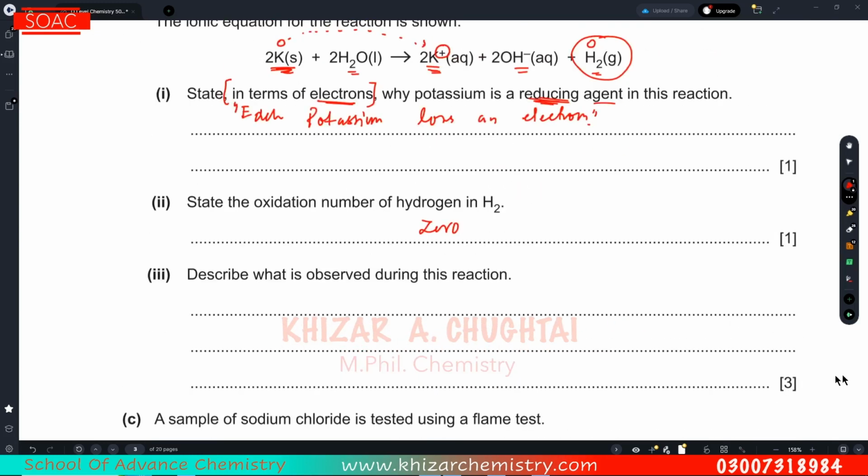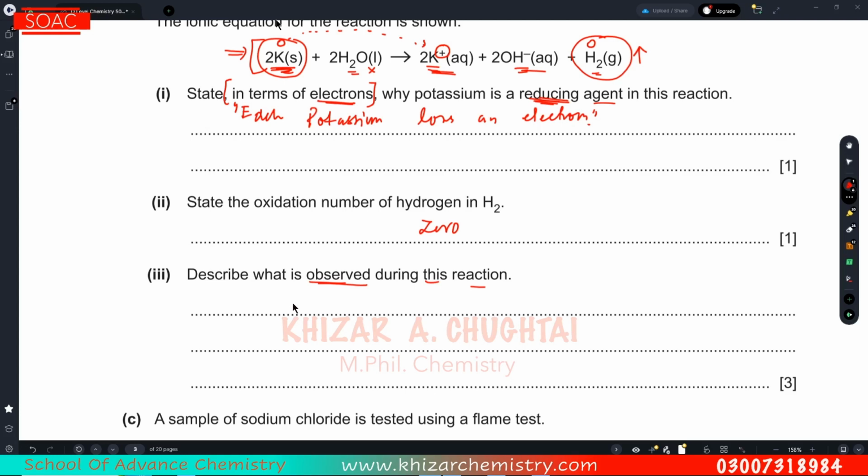Describe what is observed during this reaction. Observation. Coming back to the main equation, it's a gray solid, colorless liquid, colorless ions, and hydrogen gas is going to be formed. And this is basically a member of group 1 elements.